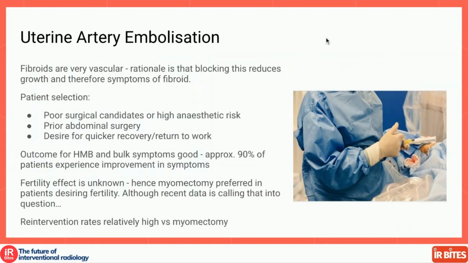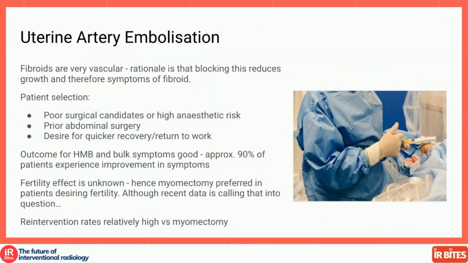And the reason for that is that fibroids are very vascular. So in their growth, as any tumor grows, it will release vascular growth factors and cause neovascularization, so new blood vessels to form. And so these are very, very vascular and have a rich blood supply. And so the rationale for the embolization is that if you block the blood supply, you then reduce the growth of the fibroid, shrink it down, and then reduce the symptoms of the fibroid.